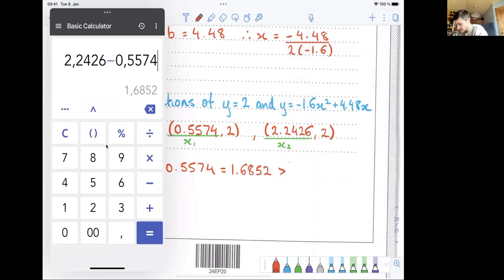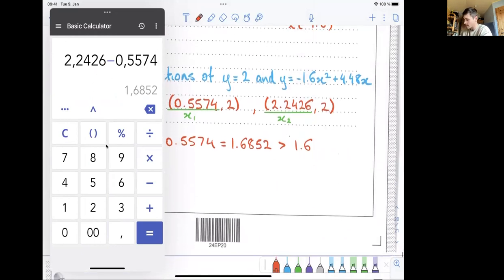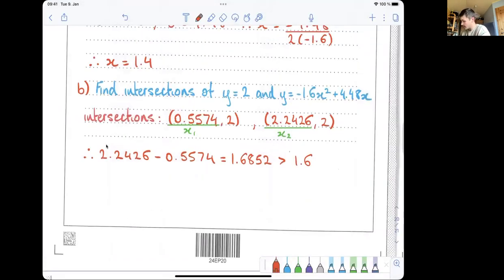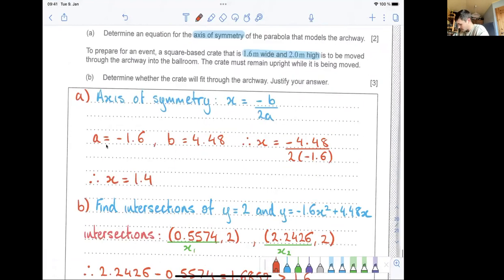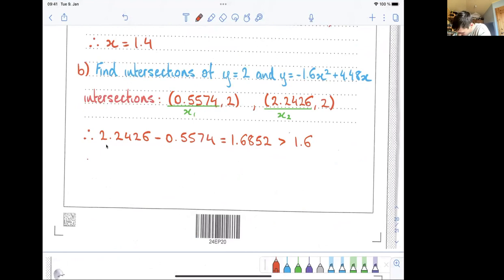0.6852, which is greater than 1.6, which we set up above. So that is greater than 1.6 meters, so therefore we will conclude the crate will fit. Right, and so that is the answer to part B.